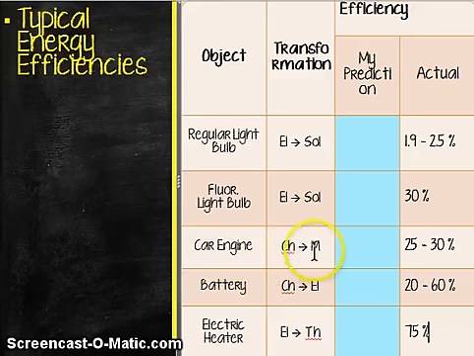For example, in a car engine, only 25 to 30% of the gasoline that you buy and you put in it actually goes into moving the car forward. The rest of it gets transformed into thermal energy and becomes wasted heat.